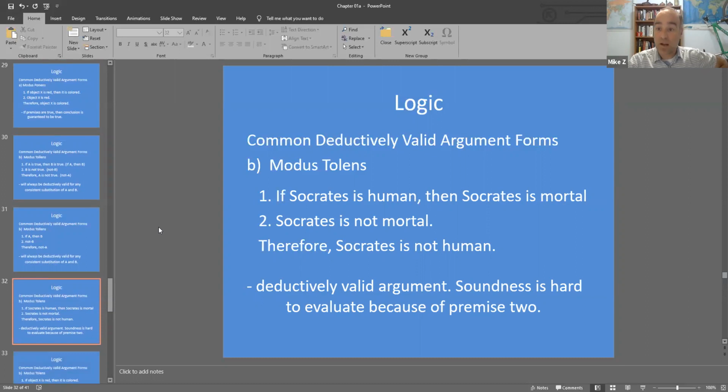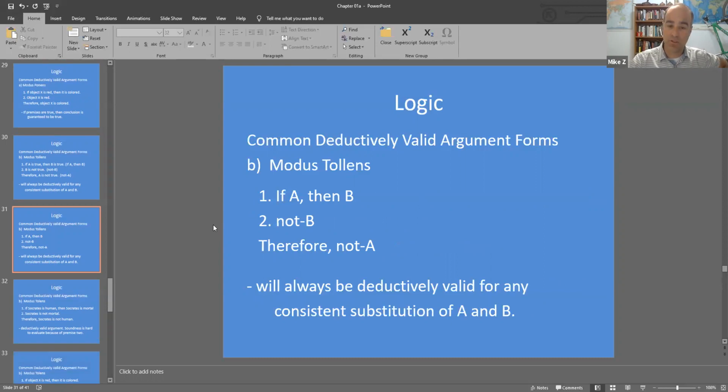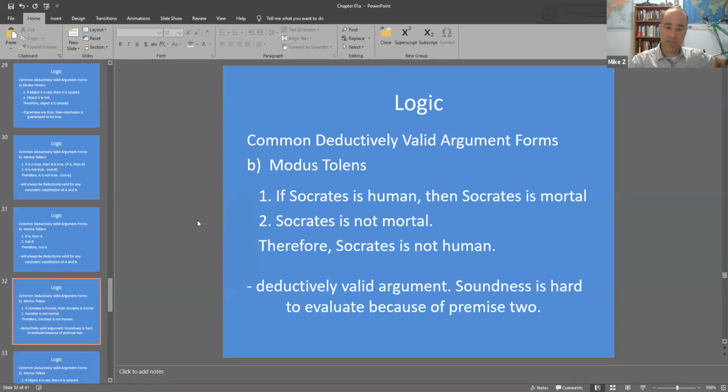So here's our Socrates example again. If Socrates is human, then Socrates is mortal, okay? Premise 2 says Socrates is not mortal, because remember, it's got to match this modus tollens form now. So Socrates is not mortal, therefore Socrates is not human. Well, this is deductively valid. If it's true that if Socrates is human, then Socrates is mortal, and it's true that Socrates is not mortal, then Socrates cannot be human. Because if he was human, he'd be mortal. So this is a deductively valid argument. If the premises are true, then the conclusion is guaranteed to be true as well.